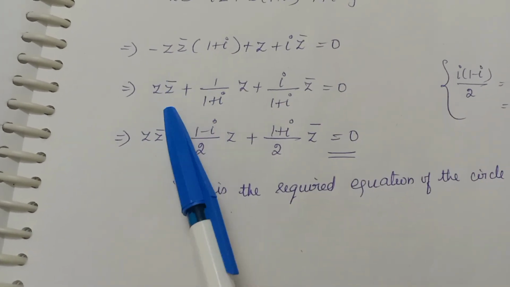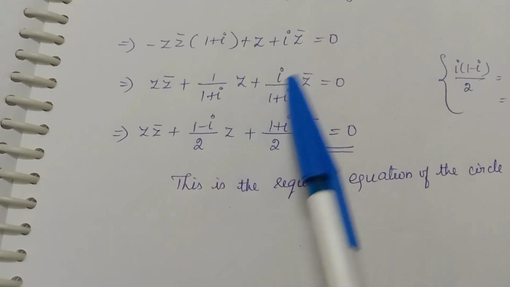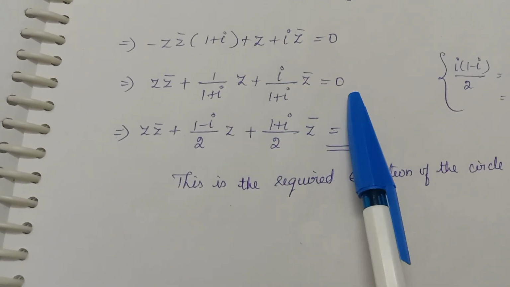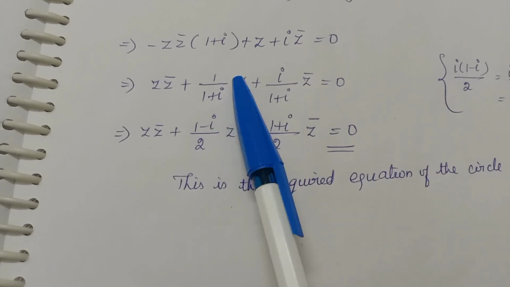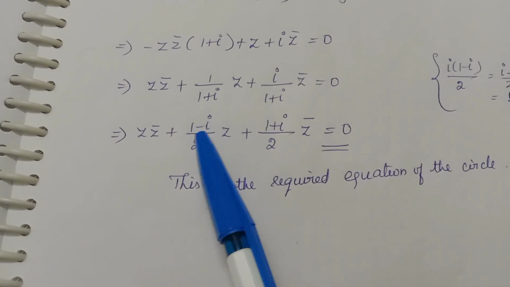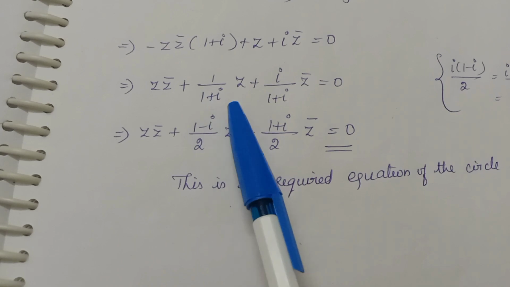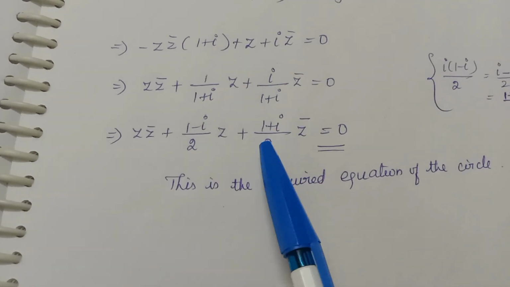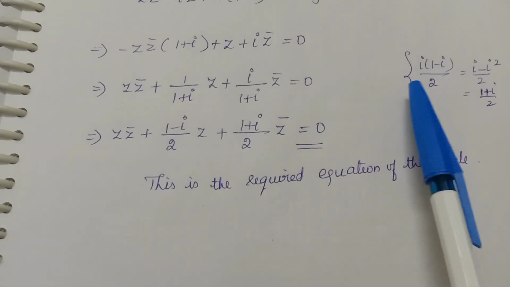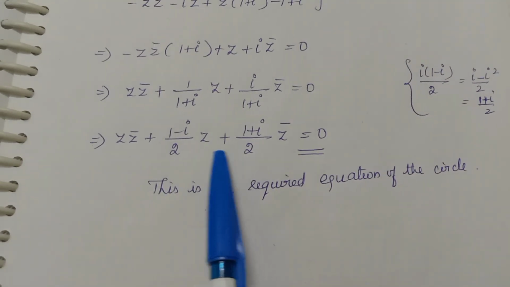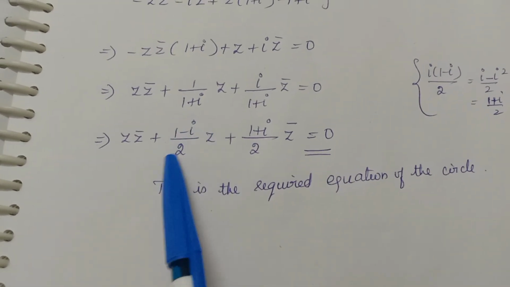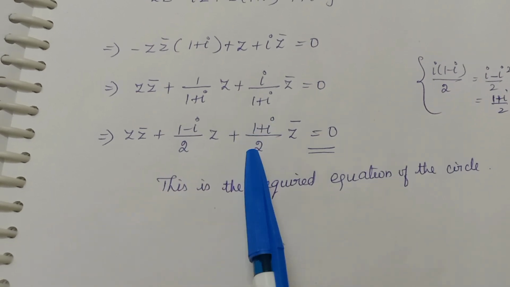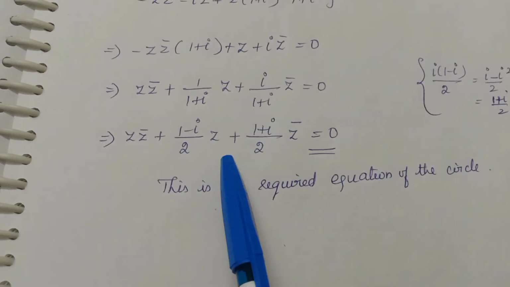So what I have is z bar plus 1 by 1 plus i z plus i by 1 plus i z bar equal to 0. When you have i in the denominator, multiply and divide by the conjugate. So 1 minus i by 1 plus i into 1 minus i, and here it is i by 1 plus i into 1 minus i. By taking conjugate and multiplying, we are getting the final answer like this. Now let us check. Here it is 1 minus i by 2 and here its conjugate 1 plus i by 2. So whatever result you have got is correct.